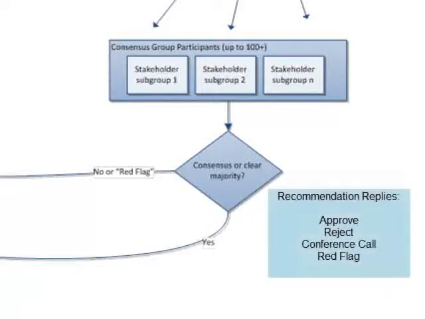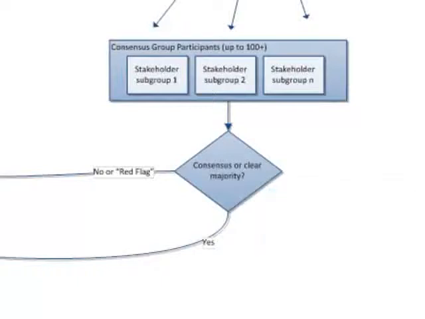The first is approve. The second is reject, which means you oppose the recommendation but can live with the decision if the majority supports it. The third is conference call, which means you need additional information before you can even cast a vote. These conference calls will be arranged very quickly to keep the process on track. And finally, red flag, which means even if everybody else votes for it, you can't support the recommendation, either because it creates a critical patient safety issue, violates an organizational value, or has some other very important fundamental problem.